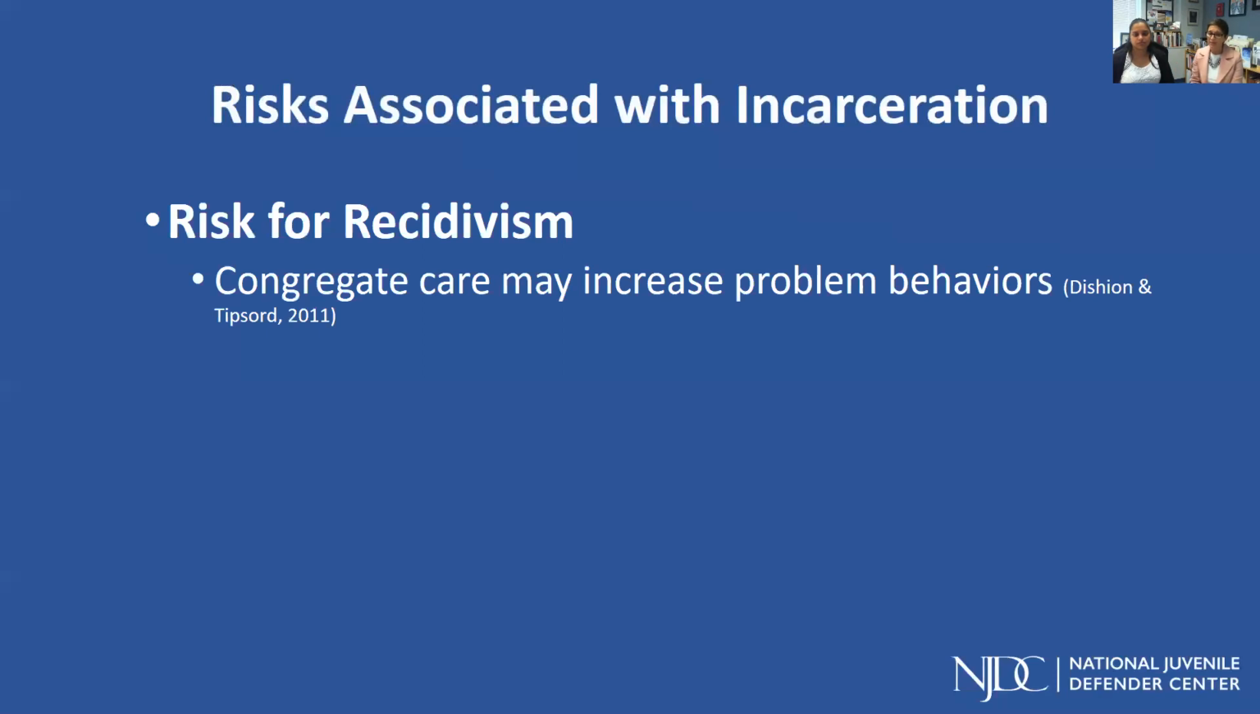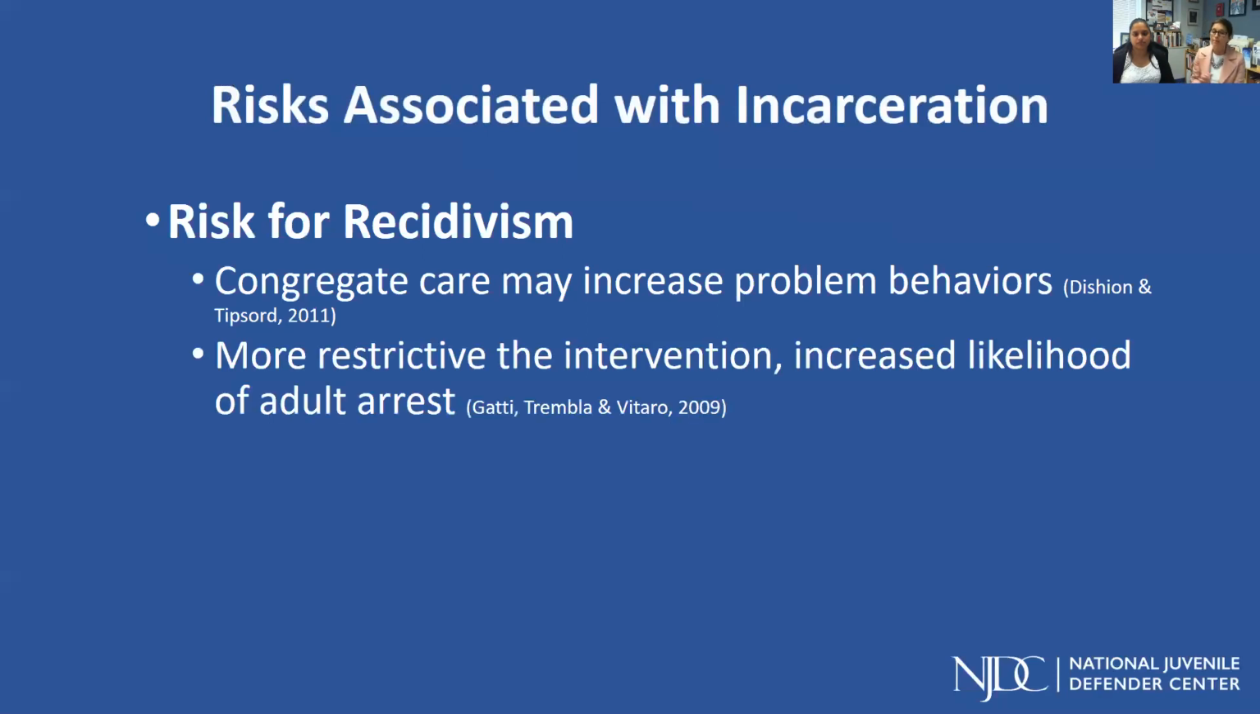A second study was Gotti and his team. They looked at a longitudinal study of youth being placed in facilities and found that young people who face more restrictive interventions, meaning that they're in residential facilities versus in the community, are more likely to be arrested as adults. So again, recidivism rates go up when we lock up young people in secure facilities.